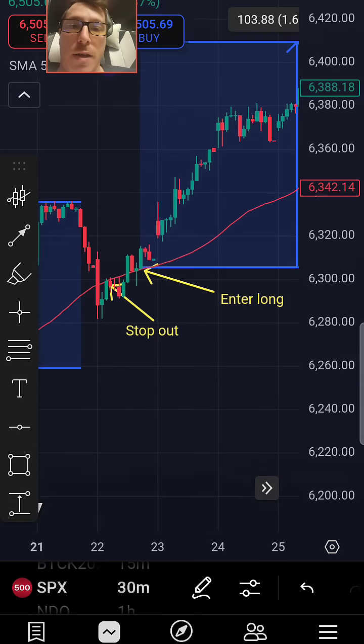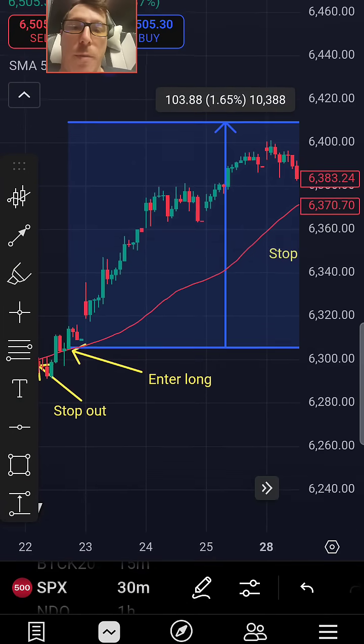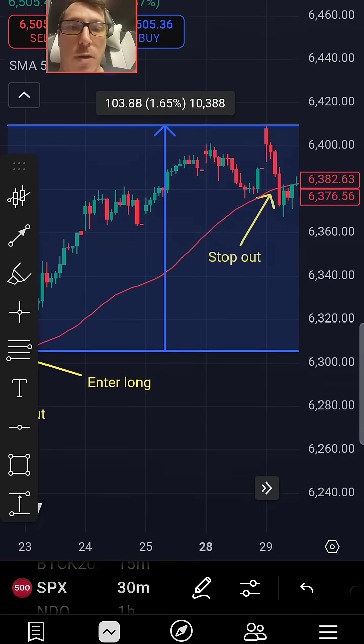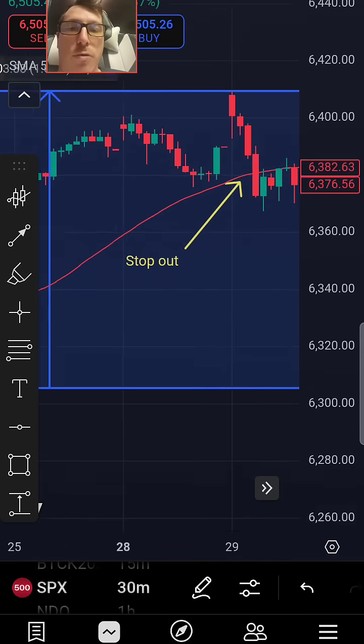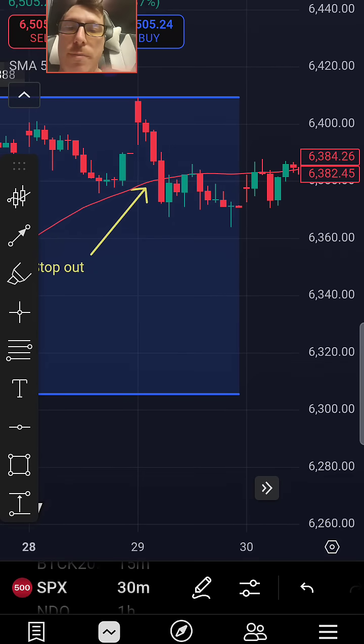You take profit anywhere on the move up. As you can see, I mapped off that move. From entry long to the tippy top of that move was 103 points on the SPX. Your stop out is where? Your stop out is below the 50 SMA because you don't know if it's going to go into a good sell move or if it's just going to be neutral.